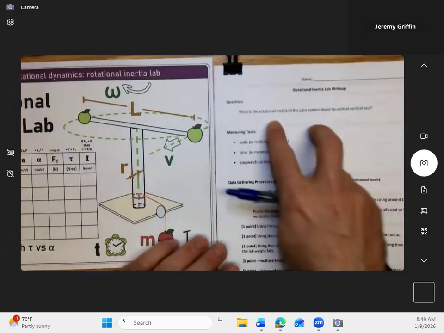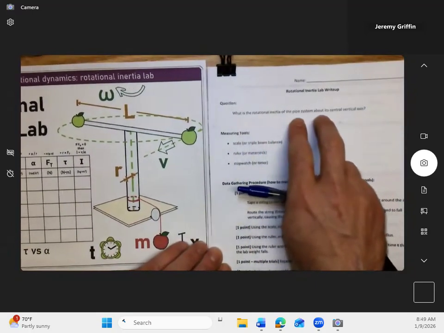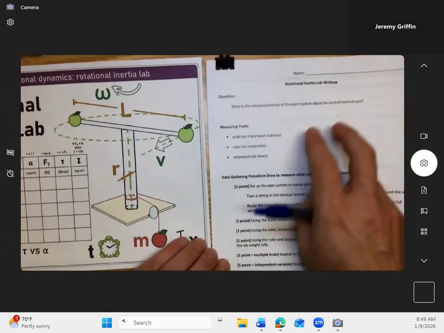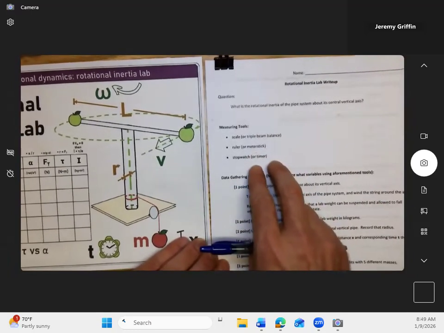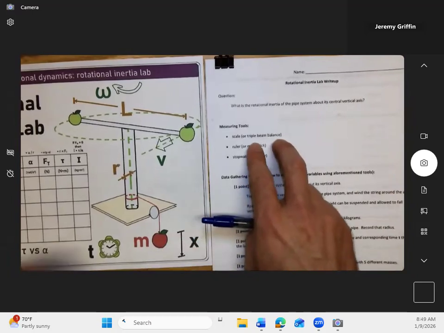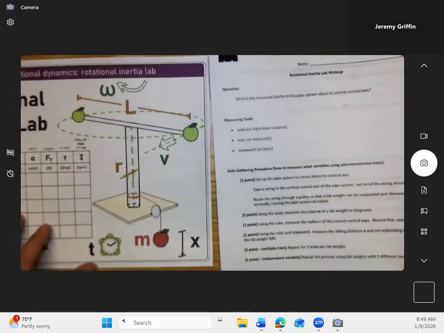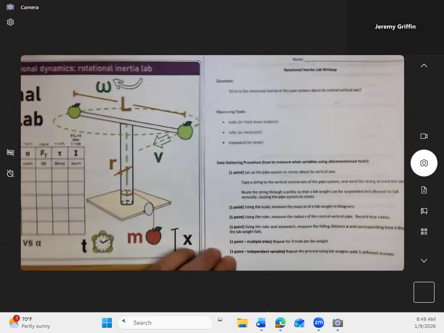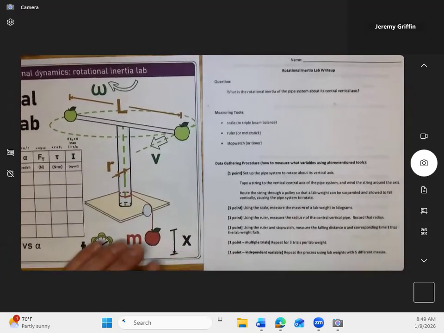Great. So here's exactly what we did yesterday. Question: what's the rotational inertia of the pipe system about the central vertical axis? We had definitely a meter stick and a stopwatch. You might also include the triple beam balance scale. Sometimes they're not assigned to weigh, so they don't always expect that, but we used that too.